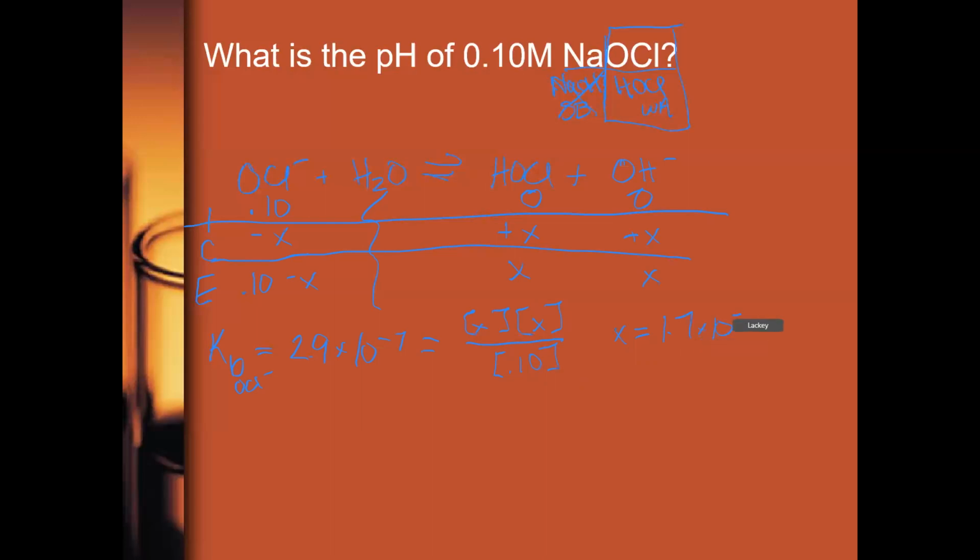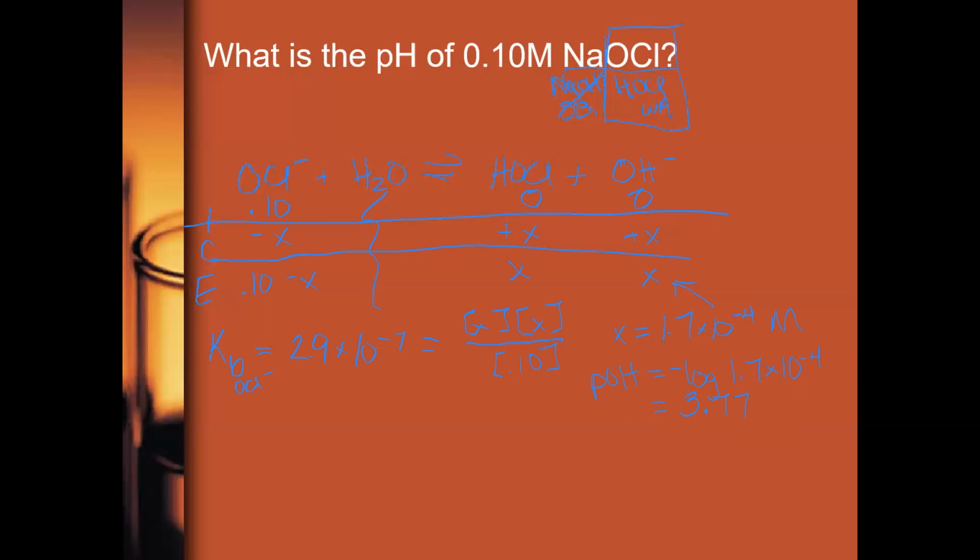times 10 to the negative 4th molar, which is going to be our hydroxide concentration when you plug that back in. Now, we cannot find pH using hydroxide directly, but we can find pOH by doing the negative log of the 1.7 times 10 to the negative 4th. So we get that pOH is equal to 3.77. Remember, since the concentration has 2 digits, our pOH needs 2 decimal points.